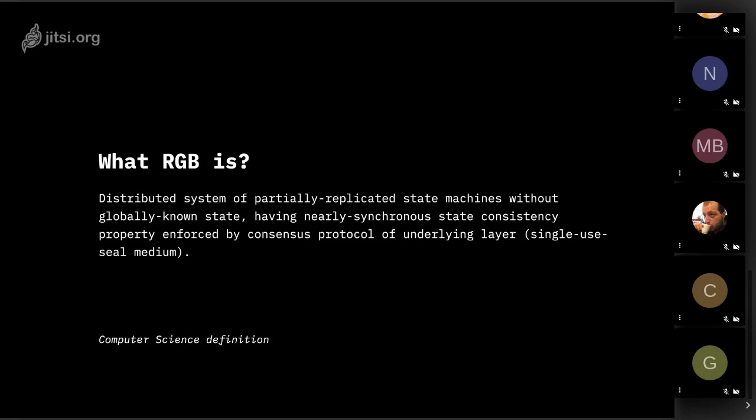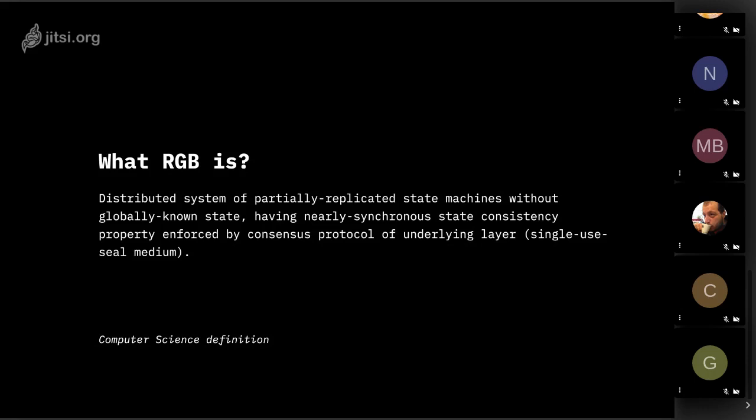But anyway, I would like to give a brief preview: RGB is in fact a distributed system of partially replicated state machines. Like with Bitcoin, you have a replicated state machine. They replicate the same state or blockchain over all the nodes in the Bitcoin network. With RGB, you have partially replicated state machines, meaning that only owners of some specific information and rights will have the data about those rights, and they do not replicate it to the rest of the network, which guarantees quite prominent confidentiality and privacy properties. And there is no globally known state.